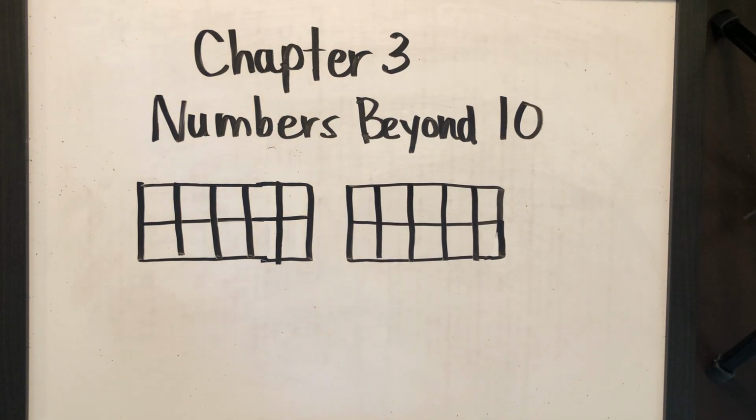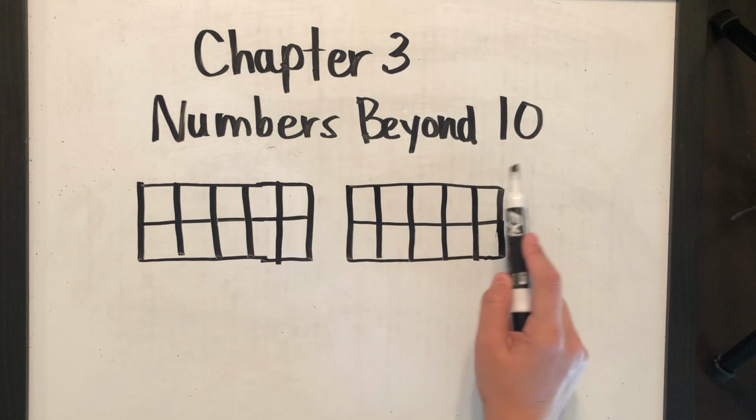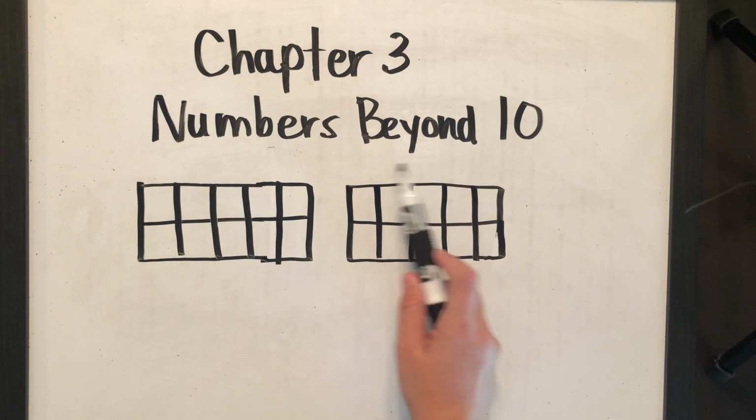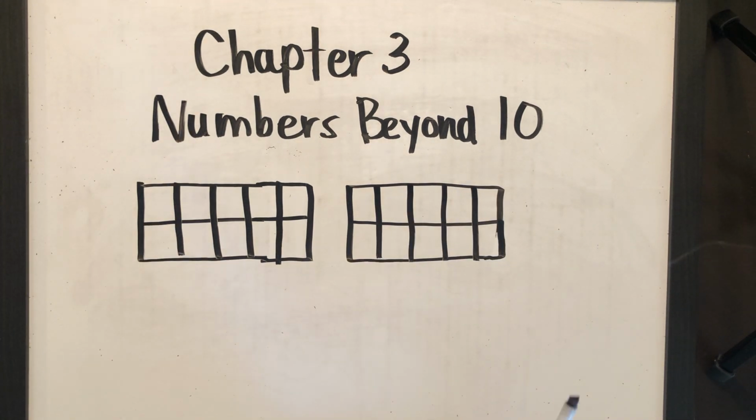All right, guys, today we're going to be reviewing Chapter 3. And in Chapter 3, we did all of our numbers that were beyond 10. And beyond just means bigger than 10, farther past 10.